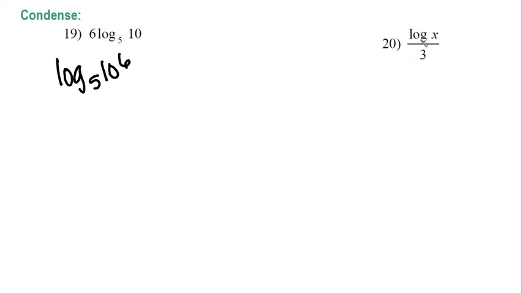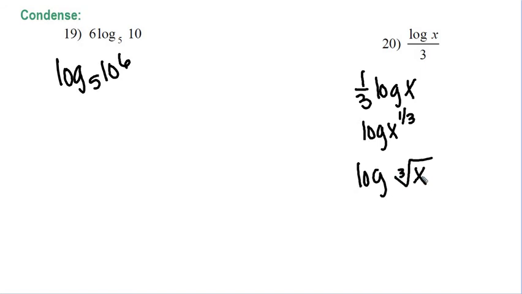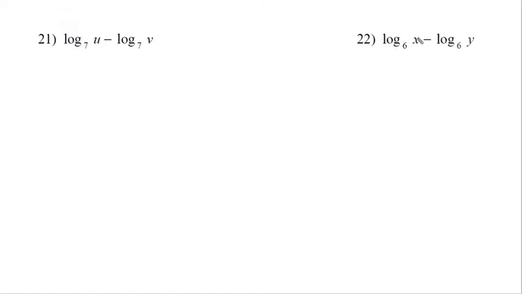Number 20. Now this might be a little confusing. So what do I do with a divide by 3? You have to remember that we could write that as a multiply by 1/3, which means that now as a multiplier, it used to be an exponent. So I have log of x to the 1/3, and you can even write that as the cube root of x. Now as a reminder, this is a common base, so this is a base 10. Don't forget, if you don't see a base, it's an understood 10.